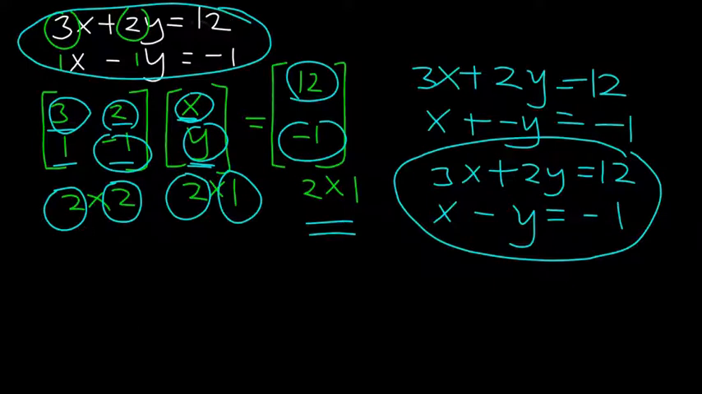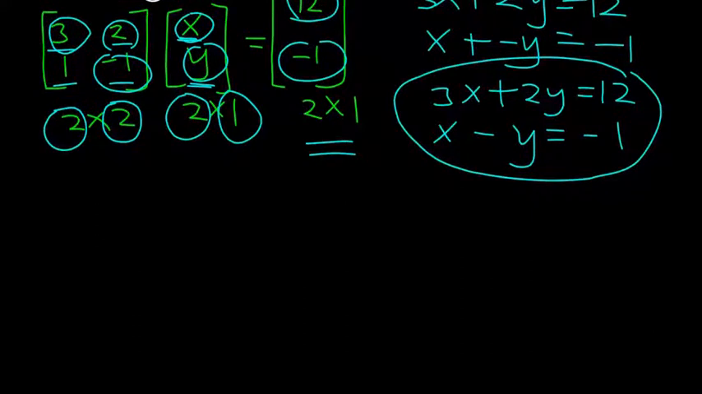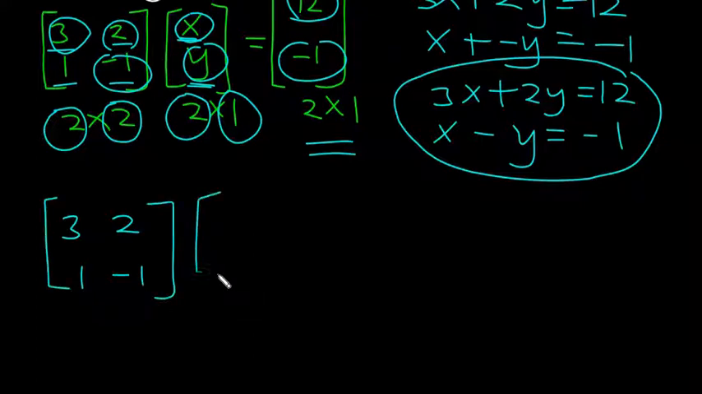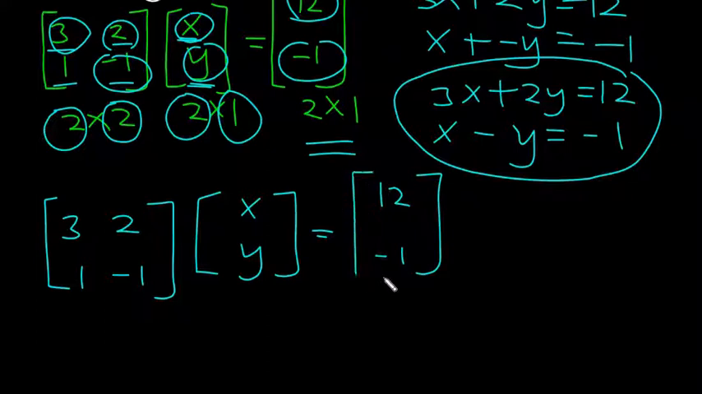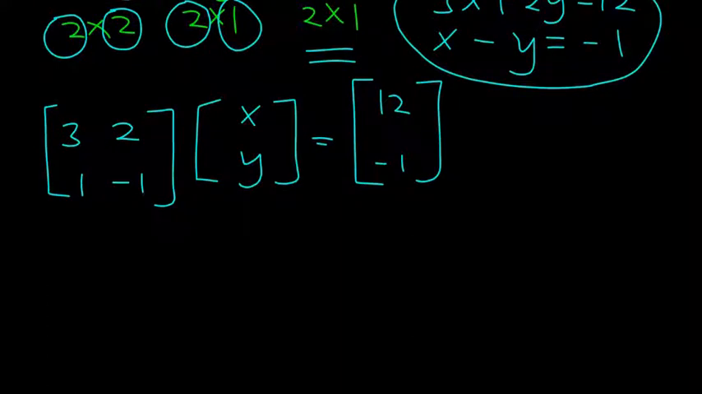So what we then do, let me write this matrix down here so that it's going to be clear. So we have 3, 2, 1, -1, and then we have x, y, then we have 12 and -1. What we then do is that we pre-multiply this matrix by its inverse, and we multiply on both sides.